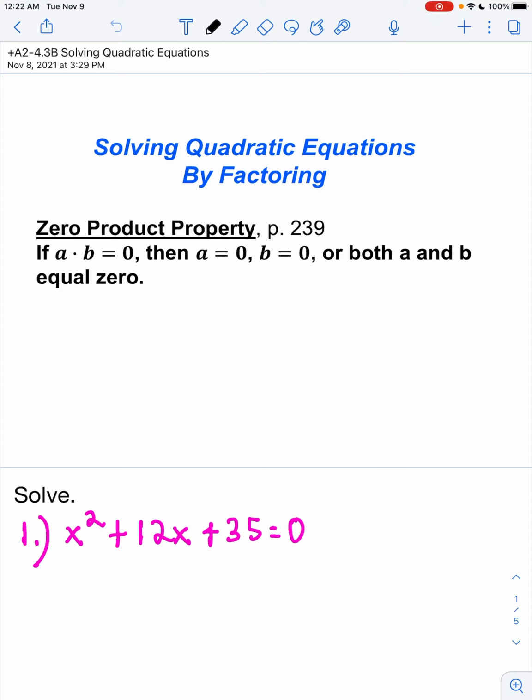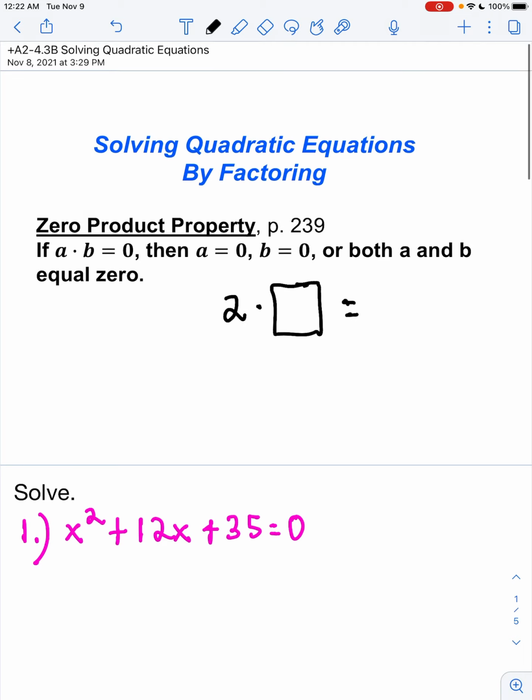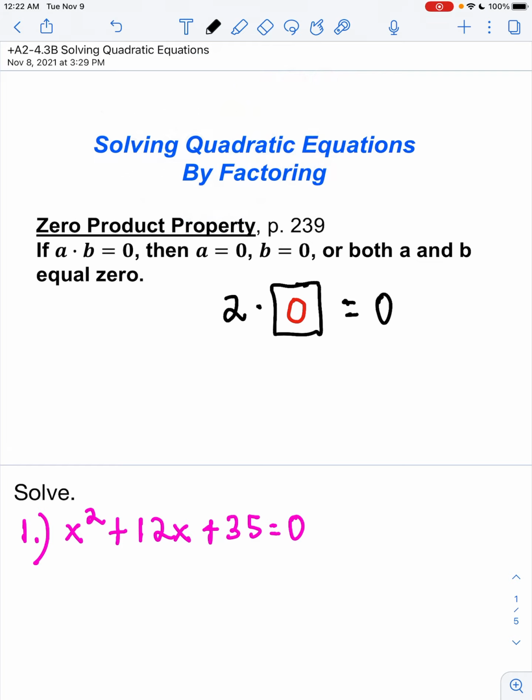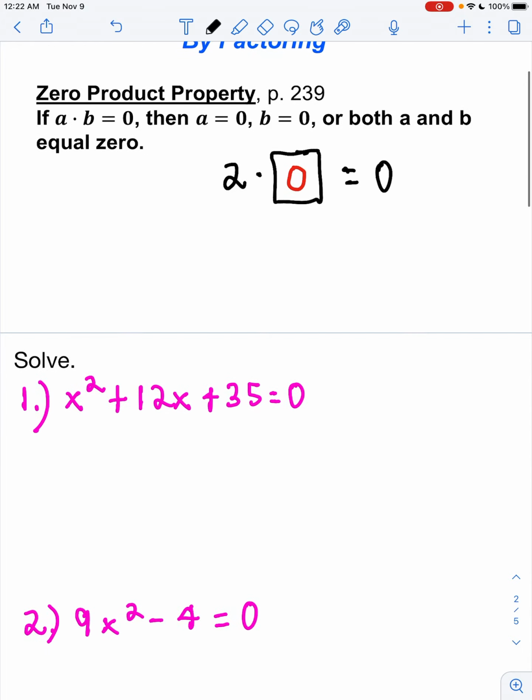Back in elementary school, you may have seen something like this, 2 times, and then they gave you an empty box equals 0, and they wanted you to fill in the box. Of course, if the product of 2 and a number is going to be 0, then that value had to be 0. And that's really the premise we're working on when we use the zero product property to solve quadratic equations by factoring. Let's take a look. We're going to do a few examples here, and you'll see how we use this.